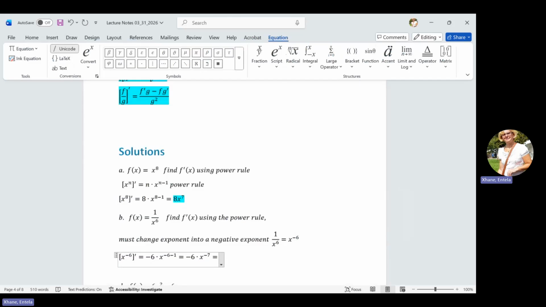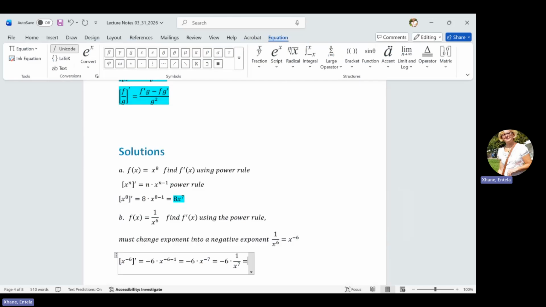You cannot keep this as the final solution. Why? Because of the negative exponent. The negative exponent must be changed into a positive by placing the exponent back into the denominator. So that's going to be 1 over x to the power 7. Now the exponent is changed into positive.